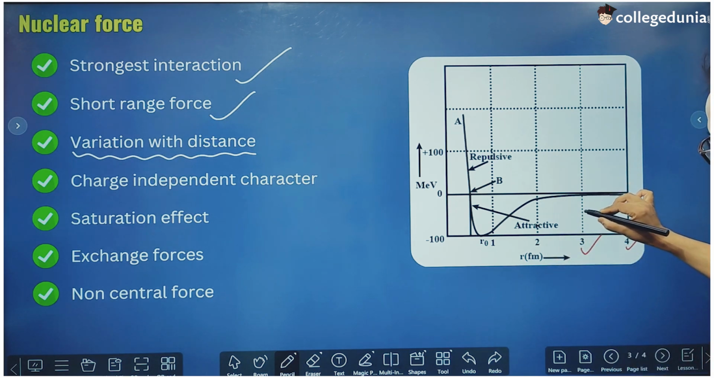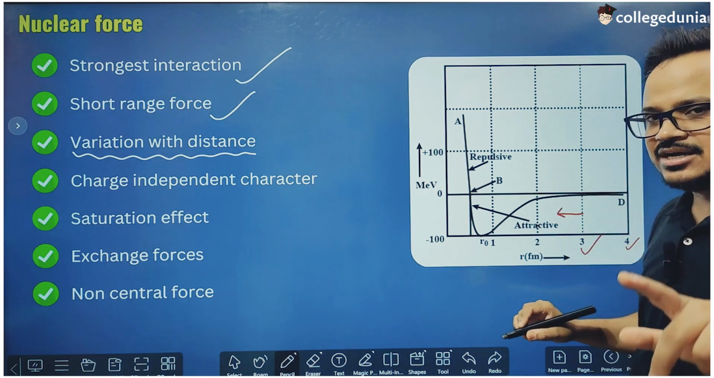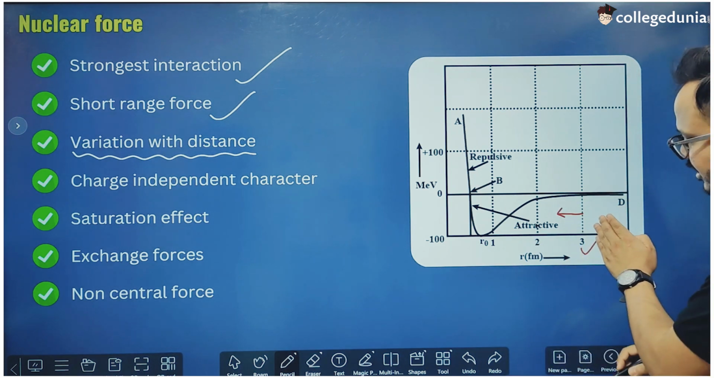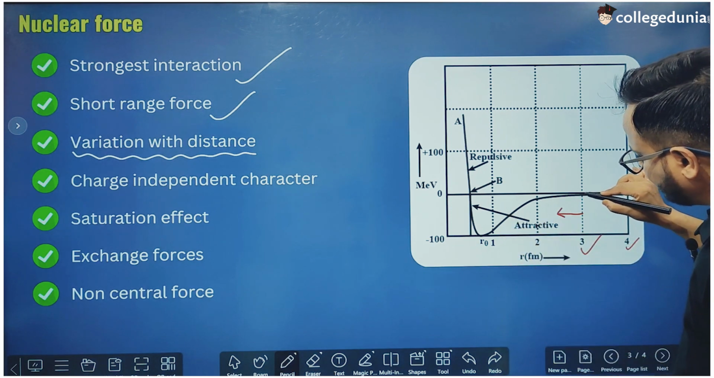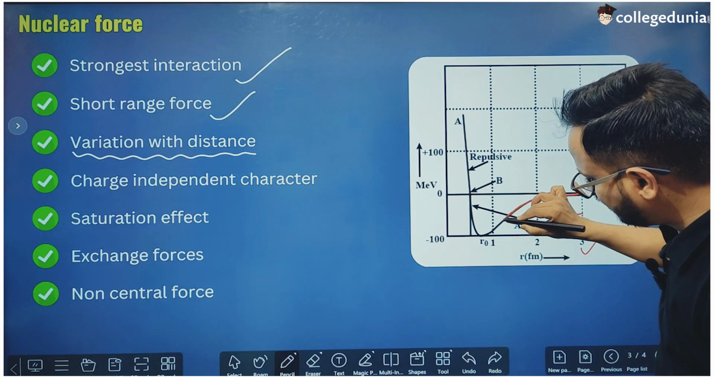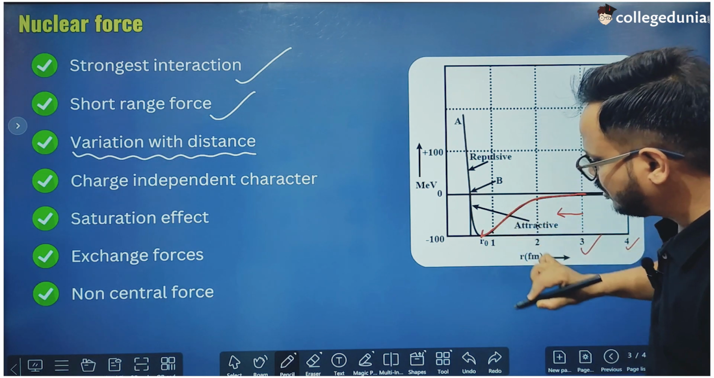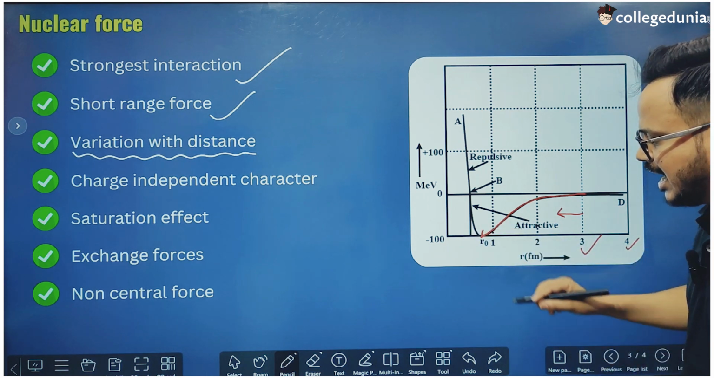But when the distance between the particles starts decreasing and becomes less than 3, then 2, then 1, you can see that the energy of the system starts decreasing and it attains a minimum value of minus 100 mega electron volt.